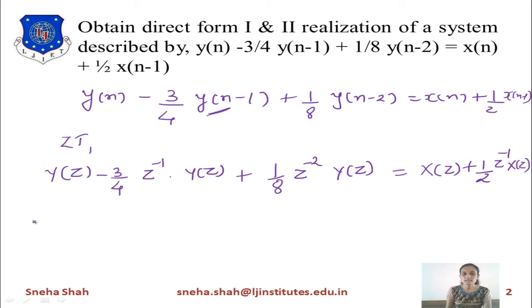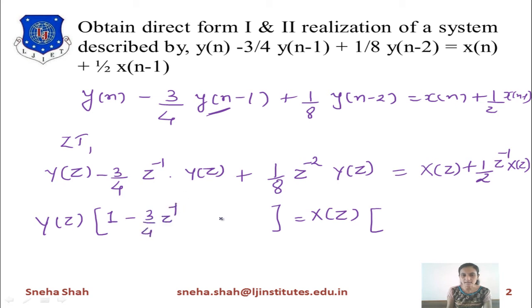Now the next rule is we have to take the common part of Y of z on one side, and on the other side we will take X of z as a common part. So if we take Y of z as the common part, over here the term will remain 1. 1 into Y of z means Y of z minus 3 by 4 z inverse Y of z, taken common, plus 1 by 8 z raised to minus 2 into Y of z. Similarly, if we take the common part X of z over here, the term will remain as 1 plus 1 by 2 z raised to minus 1.